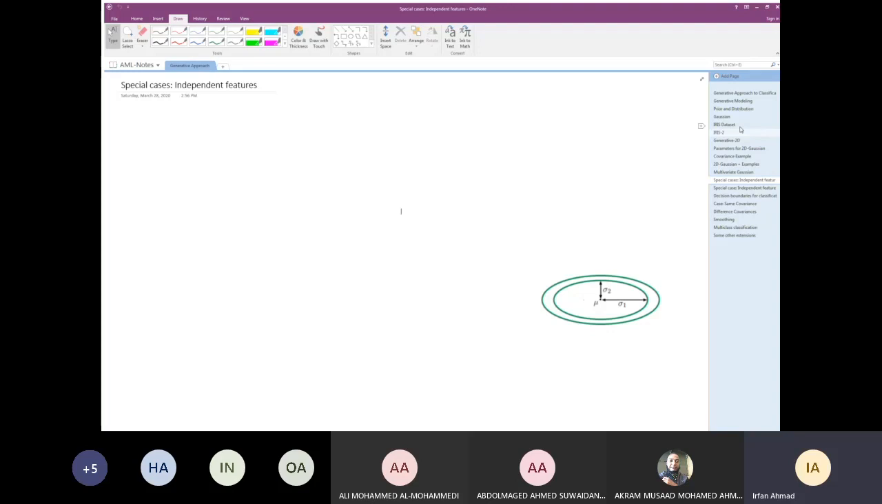If your features are independent, we understand that the covariance matrix, I'm sorry. Okay, come on, yeah. So what will happen is, who is going to tell me what happens to the covariance matrix if your features are independent?